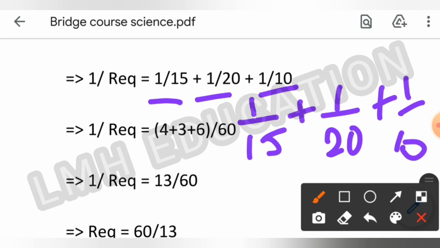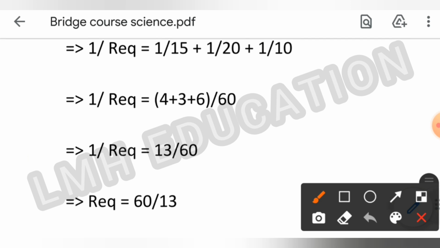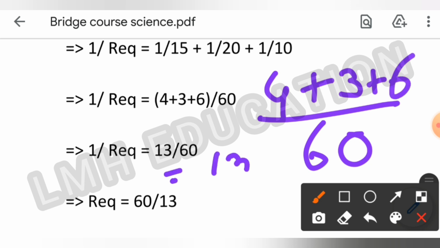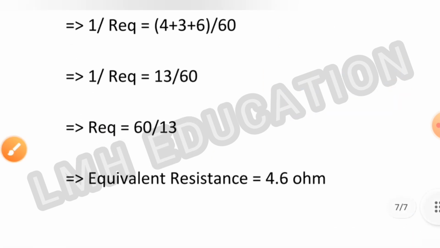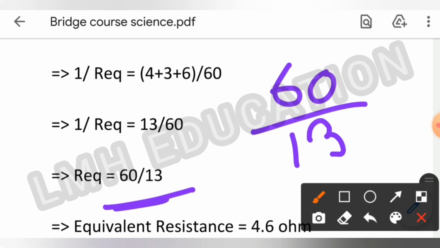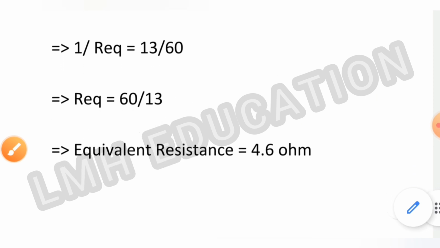Now you will get the next step. Here the LCM is 60. You have to write 4 plus 3 plus 6. Now you will get 13 by 60. And since this is 1 by equivalent resistance, you have to take the reciprocal. Now this will be 60 by 13. Now we will divide, and you will get 4.6 ohm. So this is the answer, 4.6 ohm. Now in this way all answers are completed.